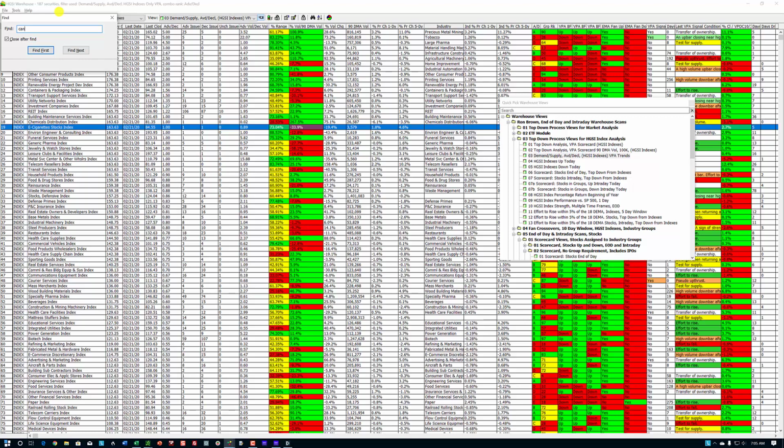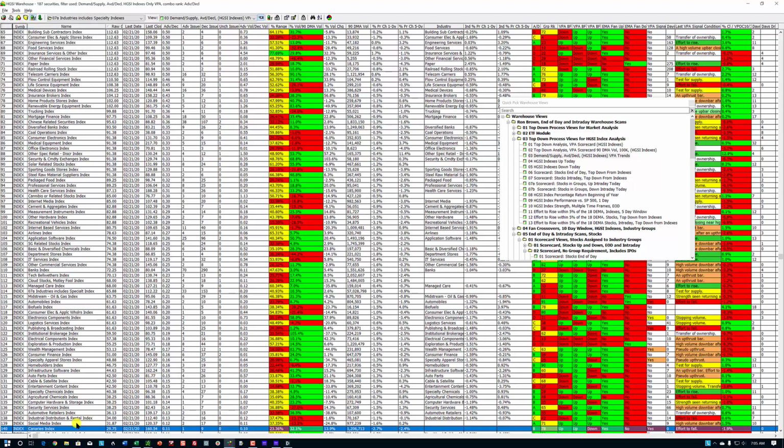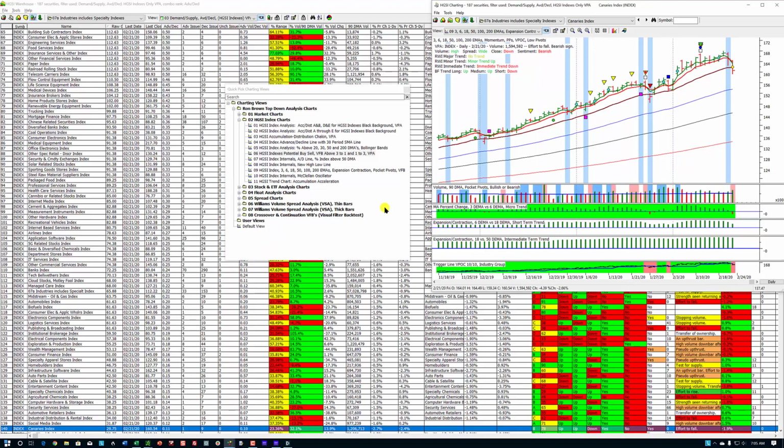if I can type this early in the morning, and I can't, canaries. So I'm going to find the first. Canaries are clear down here at 140. You can see there was 1 advancer and 9 decliners. I'll bring that chart up. Hit hard with an effort to fall.